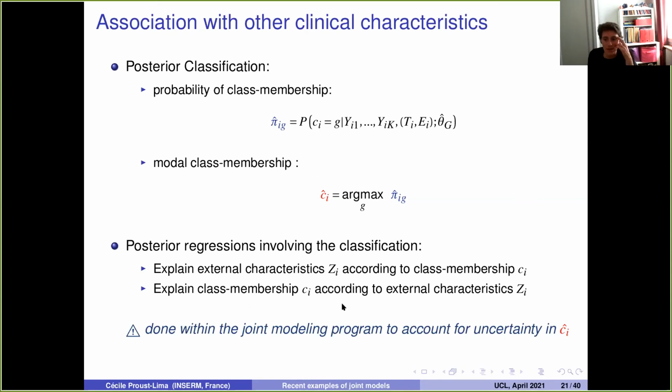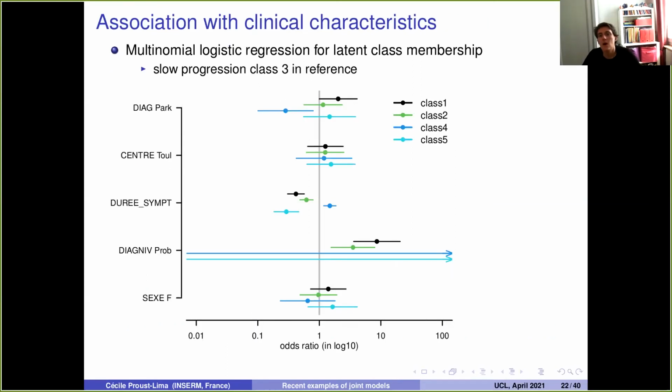So to take into account this uncertainty in the posterior classification, what we did is that we incorporated those posterior regressions into the joint modeling program to directly, internally take into account the uncertainty. And so we were able to look at the characteristics of each class in a multinomial logistic regression. The reference category was latent class 3, and we looked at different characteristics at baseline. You can see that we don't have so many characteristics at baseline to explain them, and it is not really interesting to go further into details here.